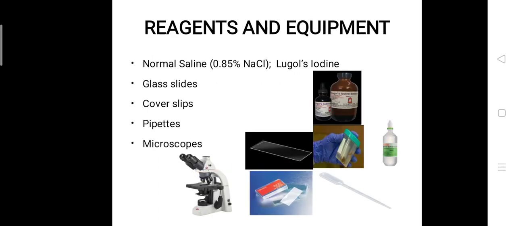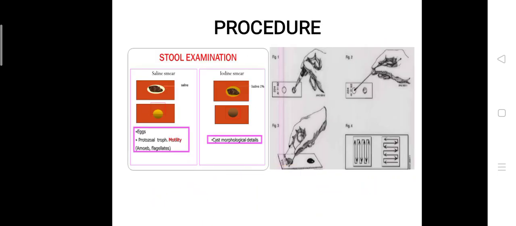Let us see what are the reagents and the equipment we require. So we need normal saline, Lugol's iodine, then the glass slides, the cover slip, pipettes, microscope, and the specimen.